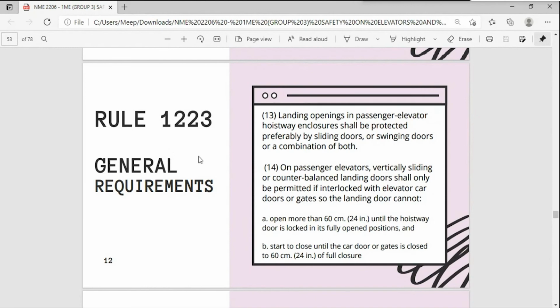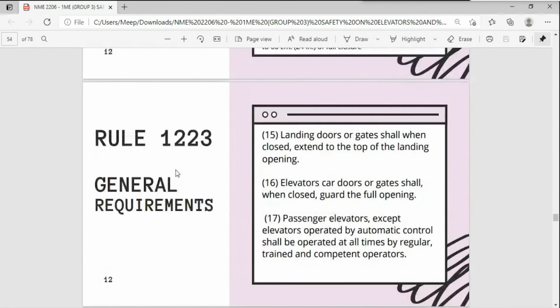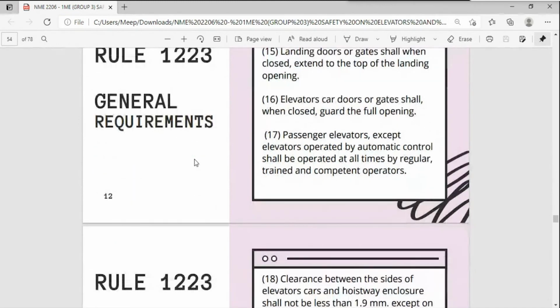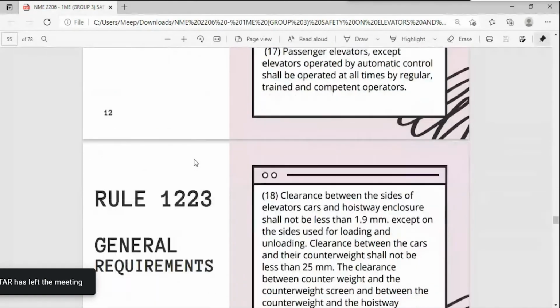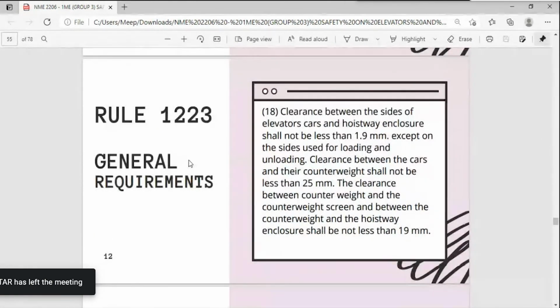So next, 15. Landing doors or gates shall, when closed, extend to the top of the landing opening. 16. Elevator car doors or gates shall, when closed, guard the full opening. And 17. Passenger elevators, except elevators operated by automatic control, shall be operated by regular trained competent operators. So for general safety na rin and to lessen the accidents that may happen in using the control panels of the elevator, kailangan ng mas may nakakaalam.